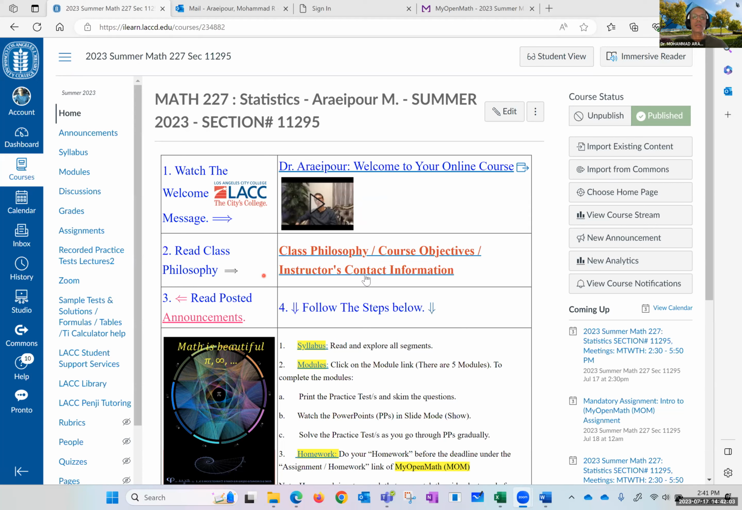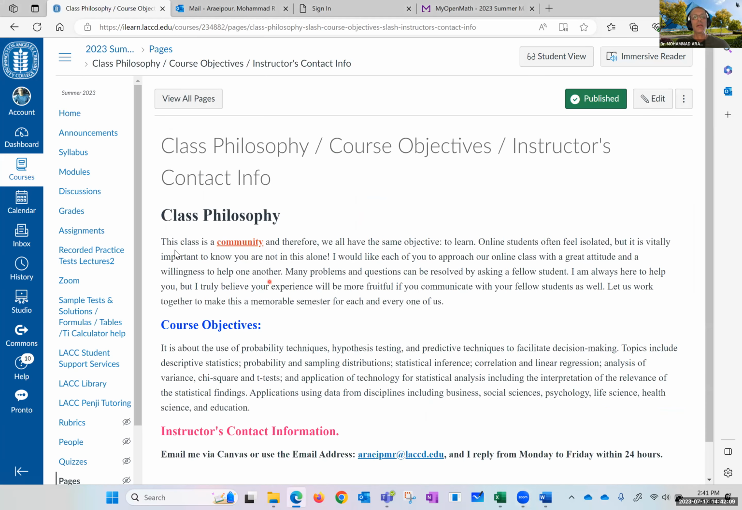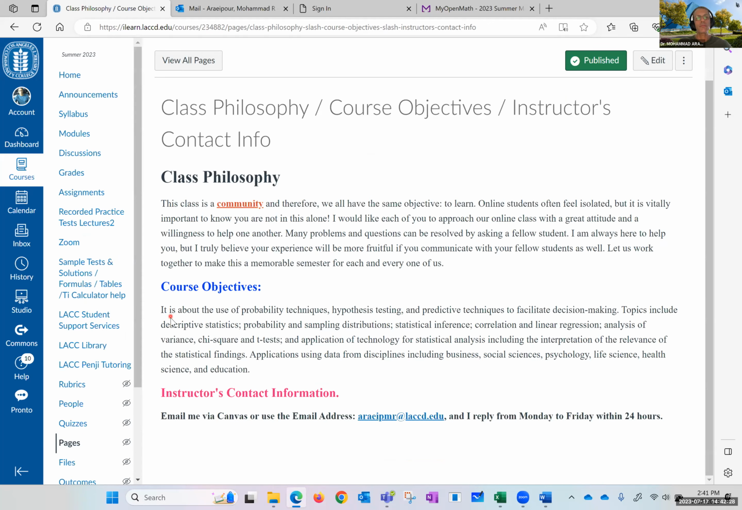The second one is the class philosophy, and basically the idea is that this is a community, and therefore we are here to help one another. And of course, we are going to follow the proper etiquette and have respect for one another. The course objective is about the use of probability techniques, hypothesis testing, predictive techniques to facilitate decision making, and so forth. So the objective of the course is given.